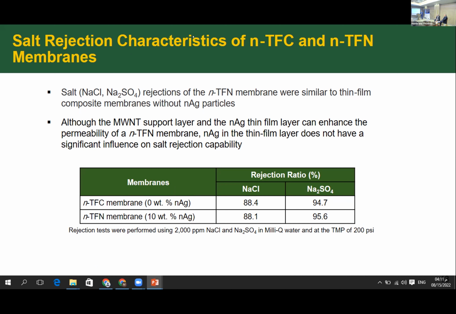And then the salt rejection characteristics of the two materials. As you can see here, the salt rejections of the NTFN membrane and the other one were very similar actually, but without only the silver nanoparticles. Although the MWMT support layer and the silver nanoparticle film layer can enhance the permeability of the membrane, the silver nanoparticle film layer doesn't have significant influence, as expected, on the salt rejection capacity. And in general, the salt rejection capacity for the NaCl, or sodium chloride, was about 88%. For the sodium sulfate it is about 95%.